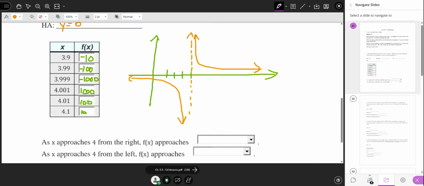Now, if you look around here, as x approaches from the right, here's the right. I'm coming at it from the right. This is going up. So that's going to positive infinity.